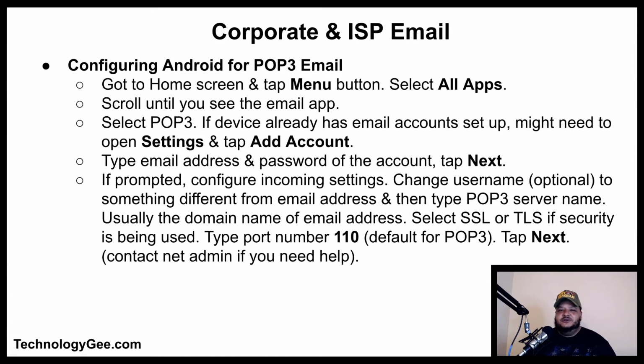You're going to change the username, which is optional, to something different from the email address, and then type the POP3 server name. This is usually the domain name portion of the email address. Then you're going to select SSL or TLS if security is being used. You're going to type the port number 110, which is the default for POP3. You'll tap next. And if you have any issues beyond that, you need to contact your network administrator so that they can give you relevant help.